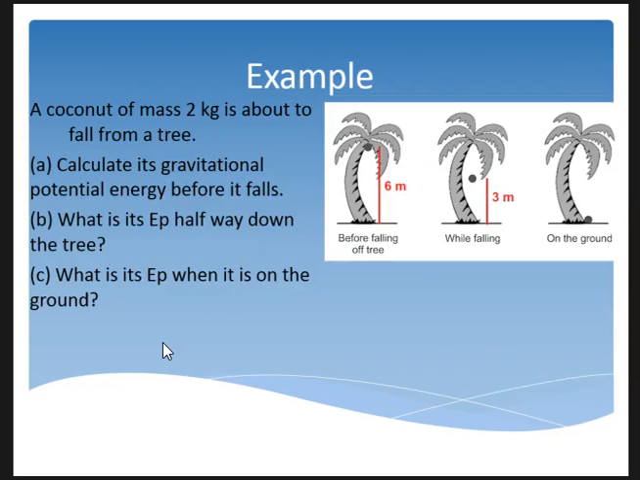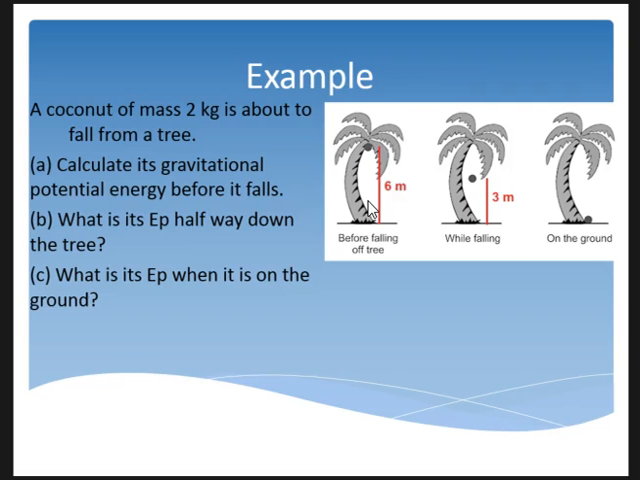Now let's have a look at this example. This diagram shows a coconut tree with a coconut right at the top. This coconut before falling is 6 meters above the ground, and the mass of the coconut is found to be 2 kilograms. For part A, you are required to calculate its gravitational potential energy before it falls.